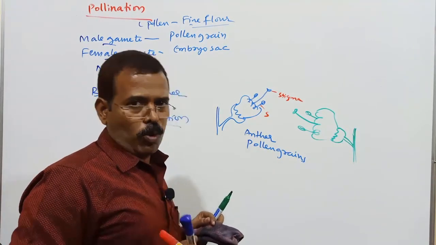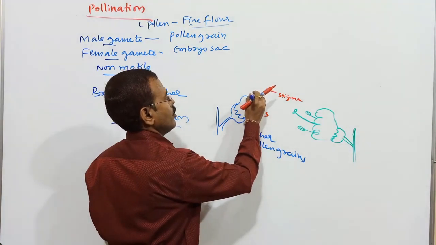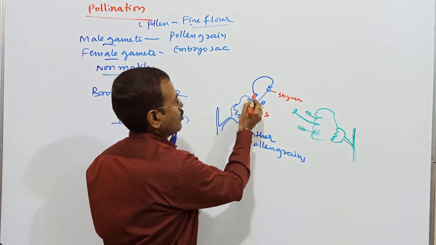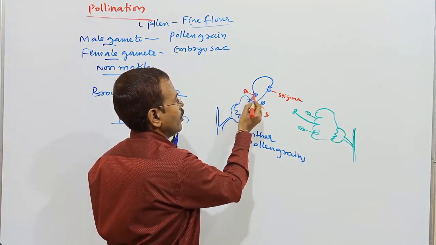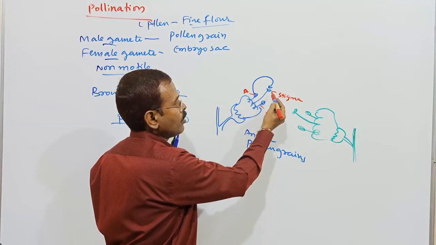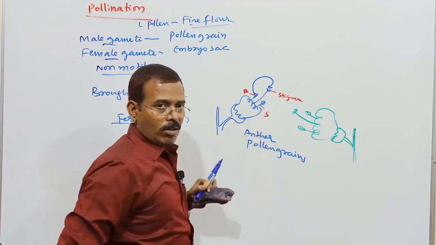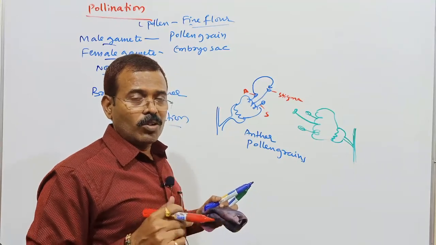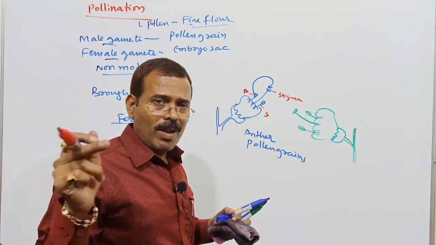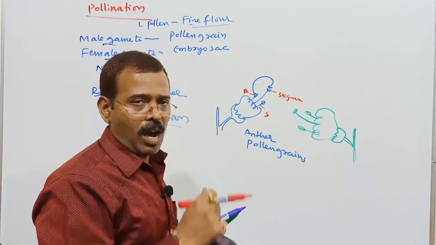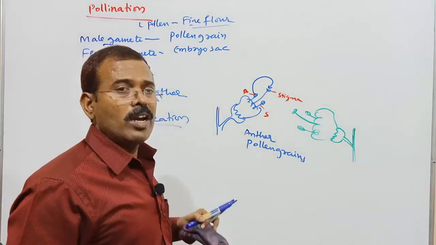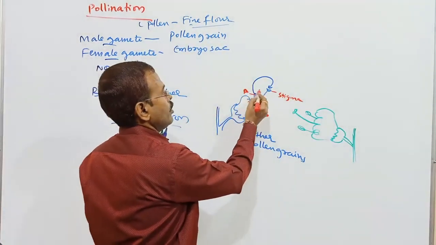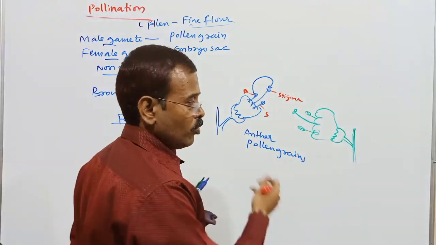The transfer of pollen grains from anther, this is the anther, to the stigma. The landing platform for pollen grain is the stigma. We have learnt the structure already. So the transfer of pollen grain from anther to the stigma of a flower is known as pollination.